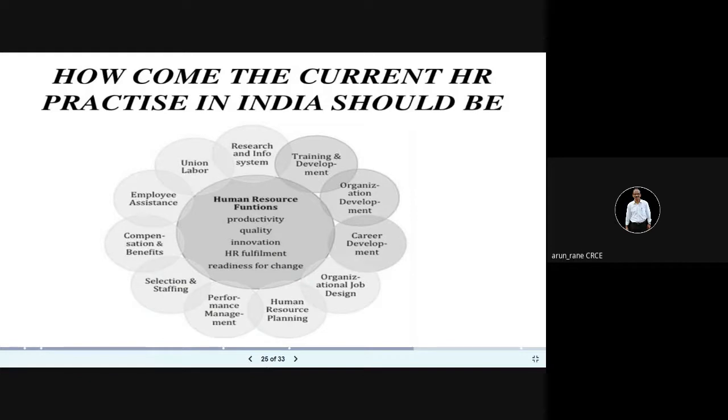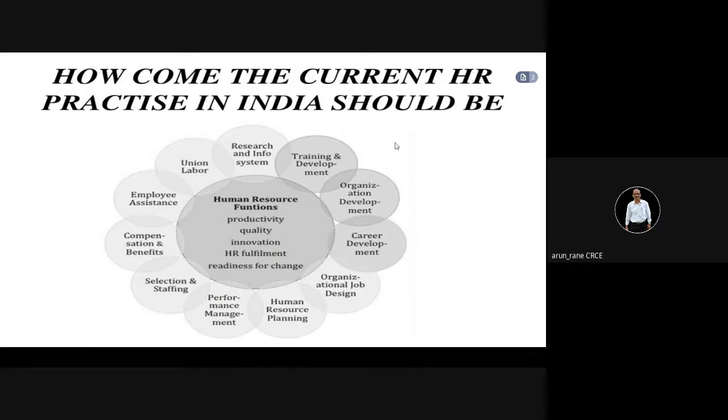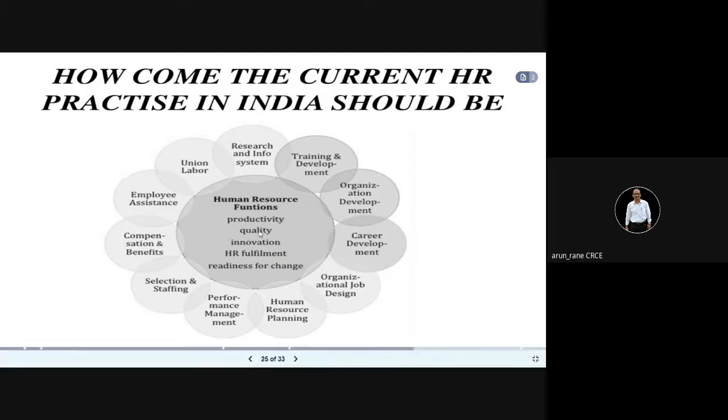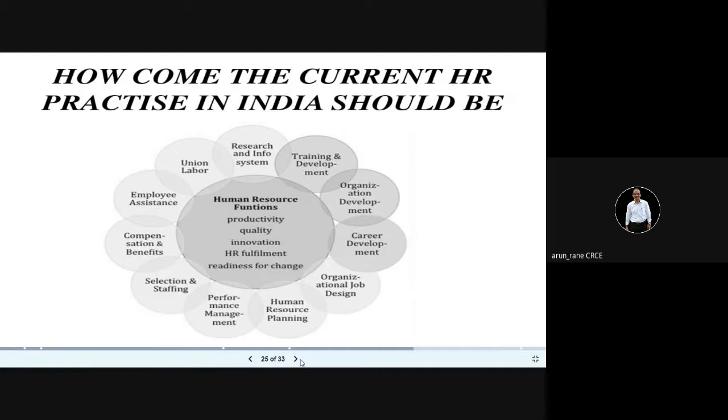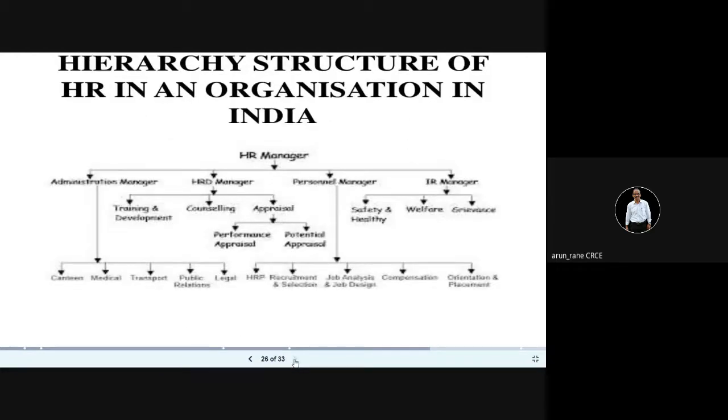So they should focus on productivity, quality, that is HRD, and innovation. They should be ready to change. More focus on research and development. Even R&D is not necessarily only for the product. Research and development is a part of HR also. Proper compensation and benefits. So this is what should be in HR.